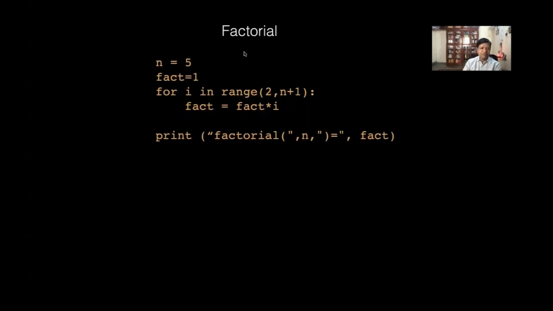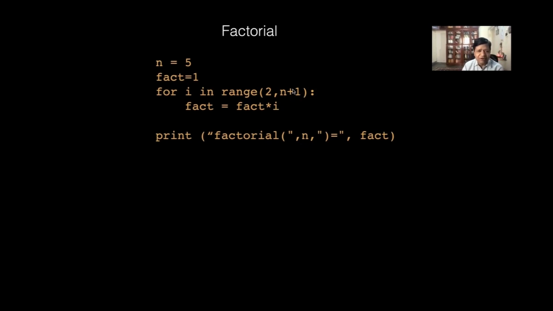Let's do factorial. Factorial is just multiplication, no? Factorial 5 is 1, 2, 3, 4, 5. But 1 I don't need to multiply, that's like wasting a loop. So I start with 2. So n equal to 5. I declare a variable fact equal to 1. And for i, now I'm using that integer i because I need it here, I multiply. i in range 2 to n plus 1.